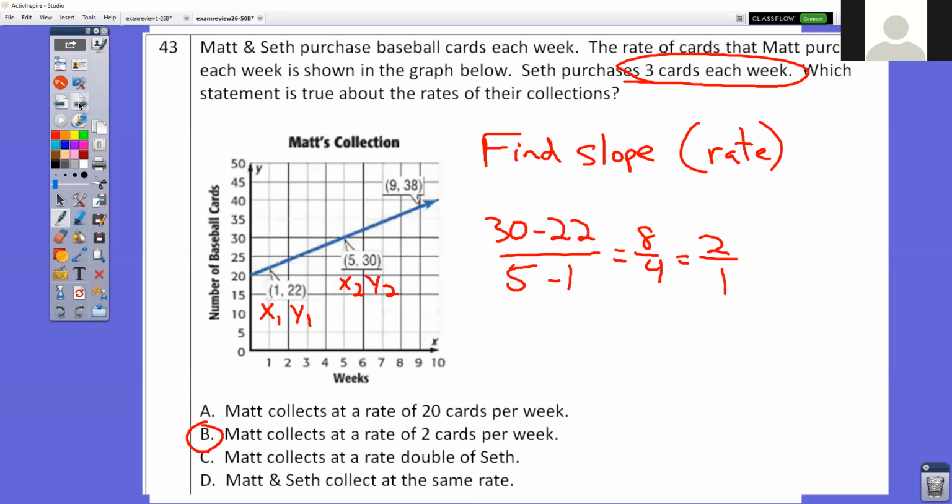In question number 43, this is a hard one for a lot of people as well. I think this is probably the second hardest question on the whole entire exam. Matt and Seth purchase baseball cards each week.